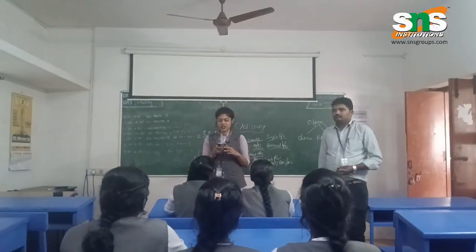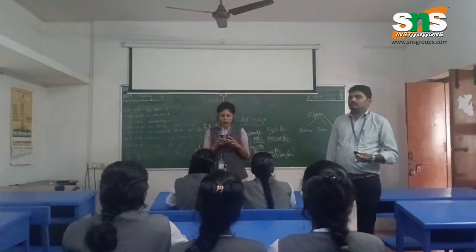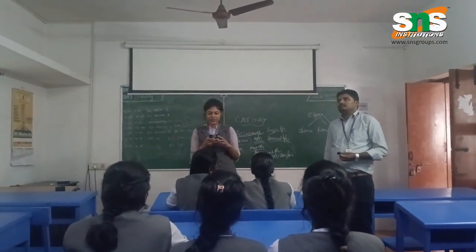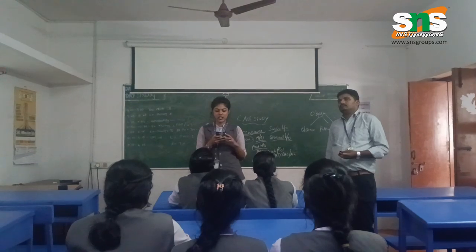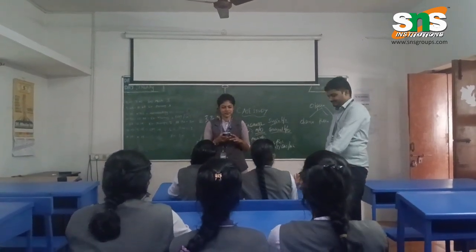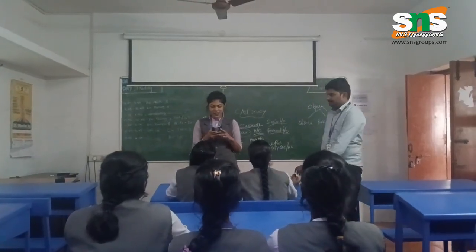Which fracture is most common in children? Option A, Colles fracture. Option B, supracondylar fracture. Option C, clavicle fracture. Option D, Monteggia fracture. Clavicle fracture. Correct. Second question.